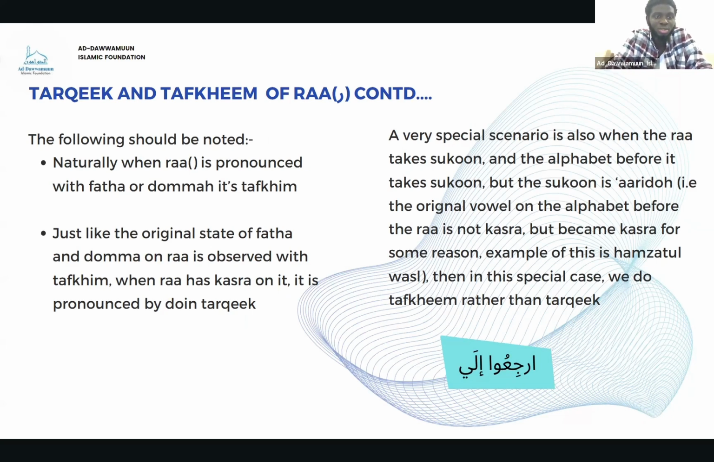The following should be noted. Naturally, when raw is pronounced with fatha or dhamma, it's tafkheem. As I've said, raw fatha, raw, that's tafkheem. Raw dhamma, ru, that's tafkheem. Just like the original state of fatha and dhamma on raw is observed with tafkheem, when raw has kasra on it, it is pronounced by doing tarqiq. Ri. So normally when raw has fatha or dhamma, raw fatha, raw dhamma, ru, raw kesra, ri.